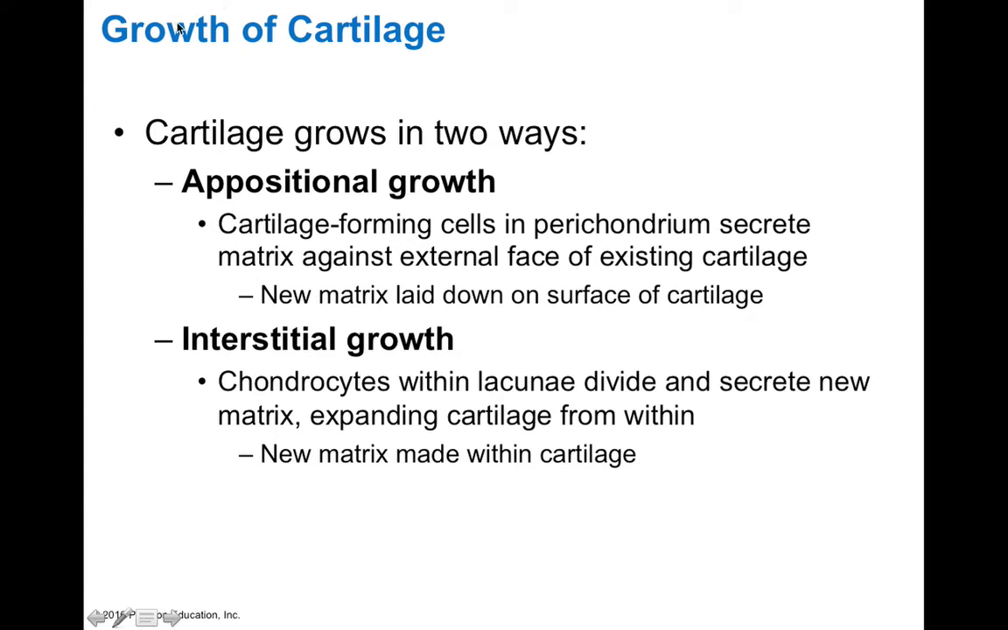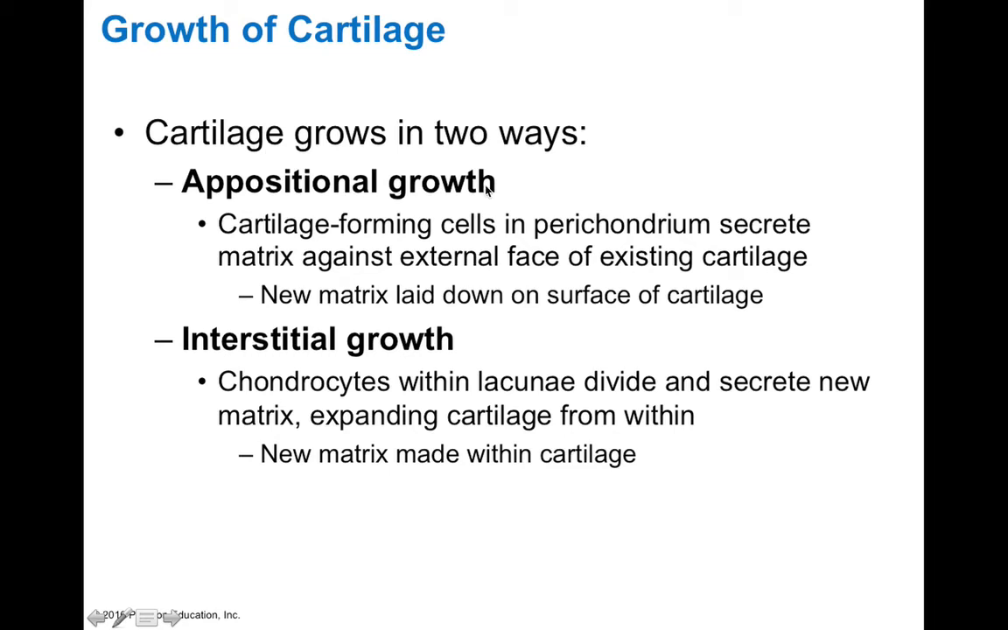Now, in terms of growth of cartilage, there are two major forms. We've got appositional growth and interstitial growth. Appositional growth refers to cartilage formation in the perichondrium. That way, new matrix or new cartilage is laid down at the surface of the cartilage, so the newer portions are on the outer edge of that cartilage because it occurs in the perichondrium.